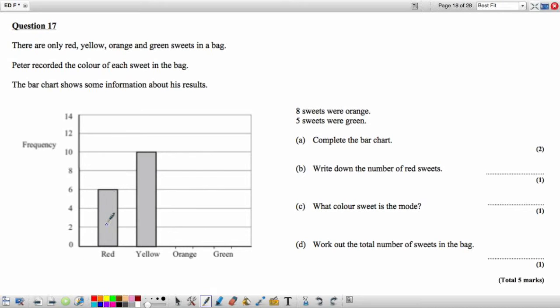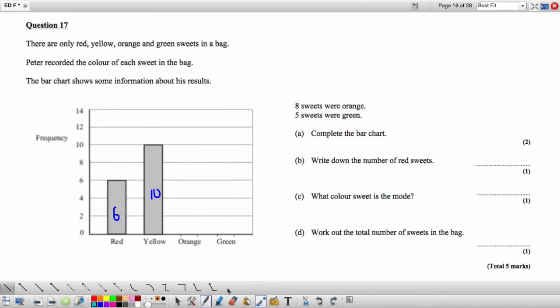So first off we have our red here, which is 6, our yellow, which is 10. Taking your ruler, for orange we're going to go up to 8, which is here. And for green we're going to 5. So here we have 4, here we have 6, halfway for 5.